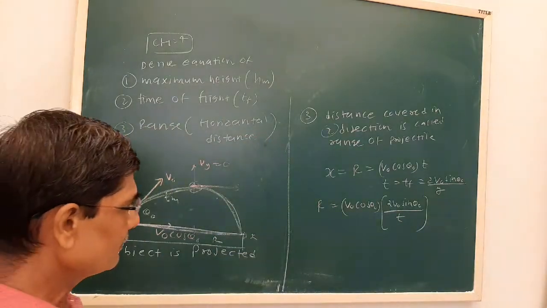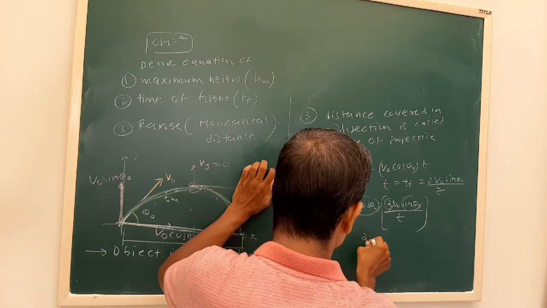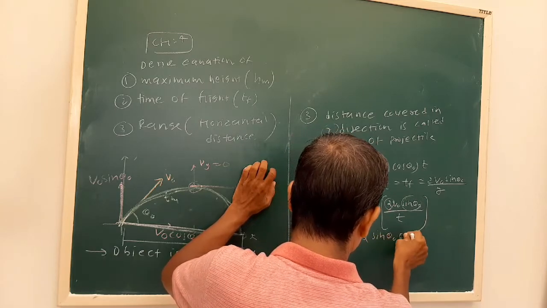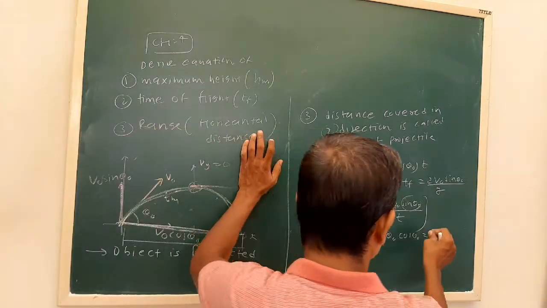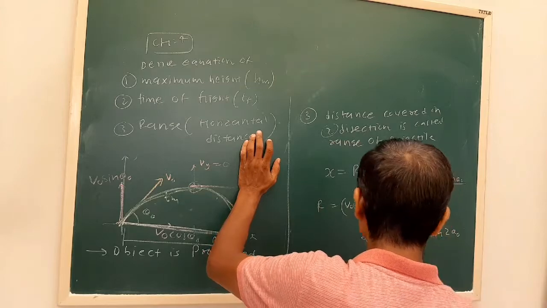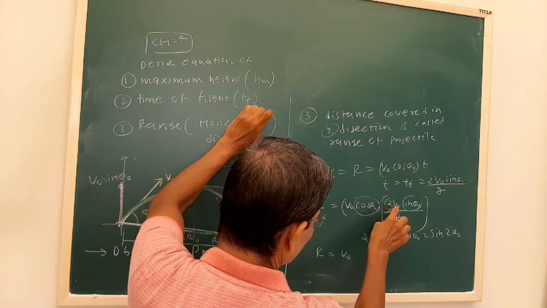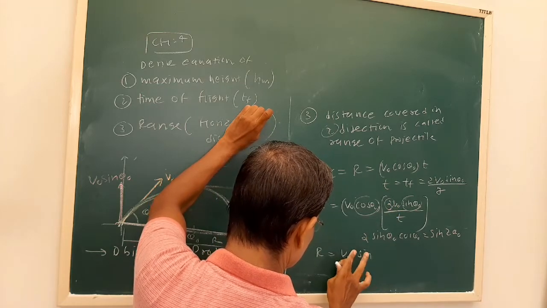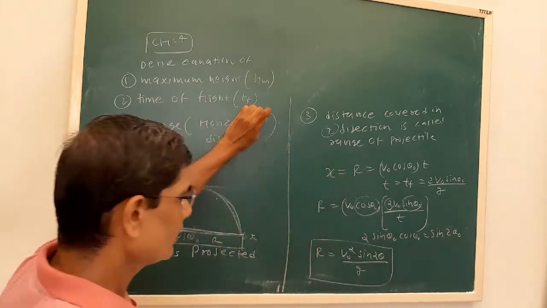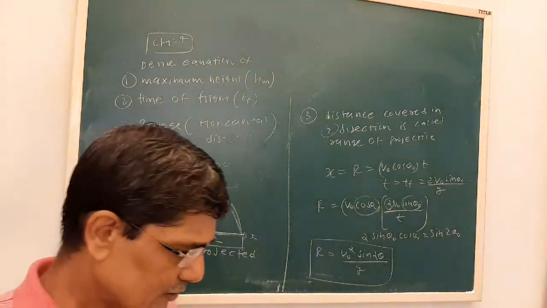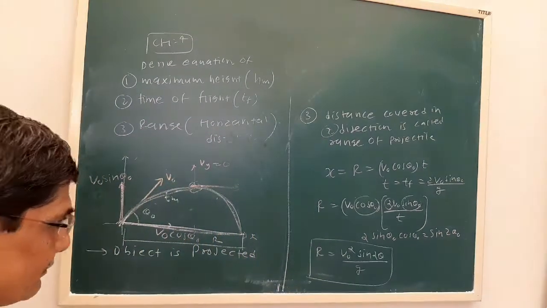Now here we have an important trigonometric identity, that is 2 sin theta cos theta is sin 2 theta. So the equation will become v0 into v0, that is v0 square sin 2 theta upon g. That is the formula for the range. So the range of the projectile is v0 square sin 2 theta upon g. So these are the important equations.